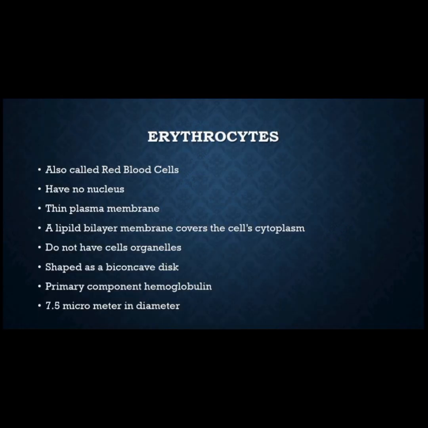As we are very well aware, the erythrocyte is also called red blood cells, and the nucleus is absent in it. The plasma membrane is very thin, and the cell cytoplasm is covered by a lipid bilayer membrane. It does not contain any cell organelles, and the shape of the erythrocyte is a biconcave disc. The primary component present in it is hemoglobin, and the size of the erythrocyte is 7.5 micrometer in diameter.